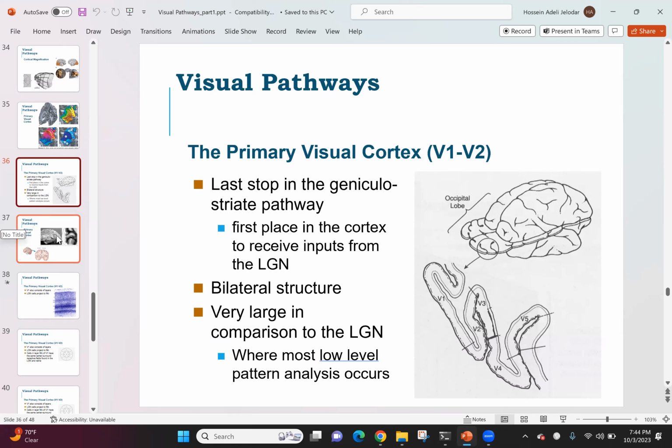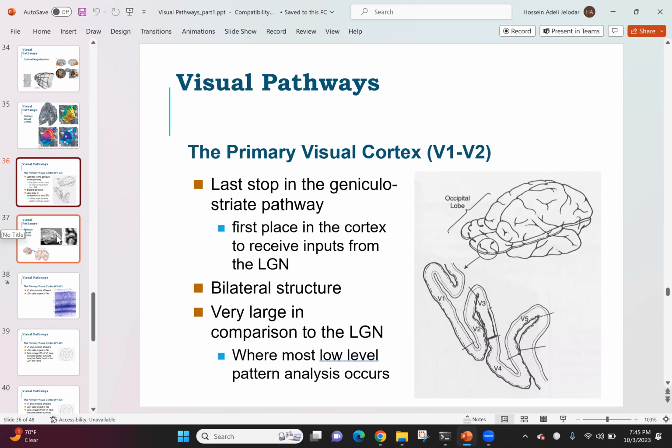Okay, so the primary visual area is really the last stop in this geniculostriate pathway. There are higher level visual pathways, and those are the ones that we're going to talk about next week. But in this lower level, and when we talk about level, we're really talking about how close you are to your sensory modality. If you're really close to the sensory modality, like the eye, these are lower level pathways. That's really what leveling means.